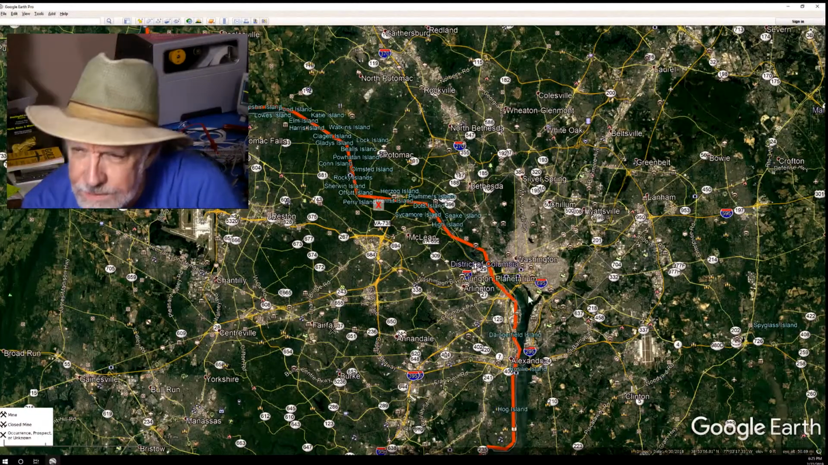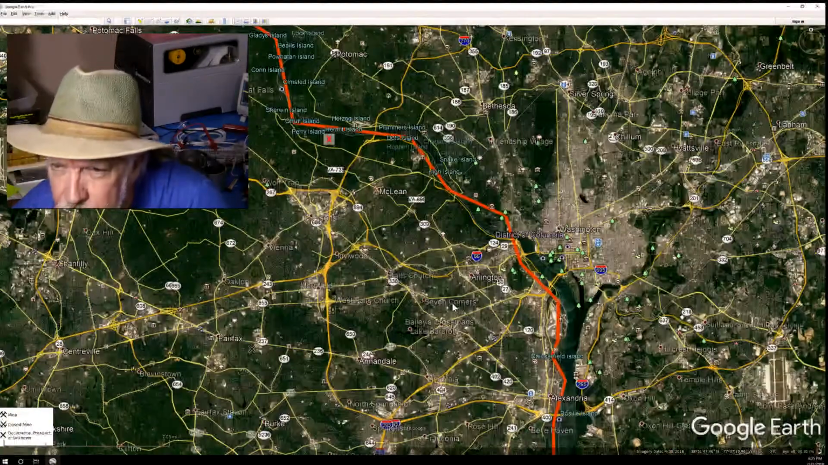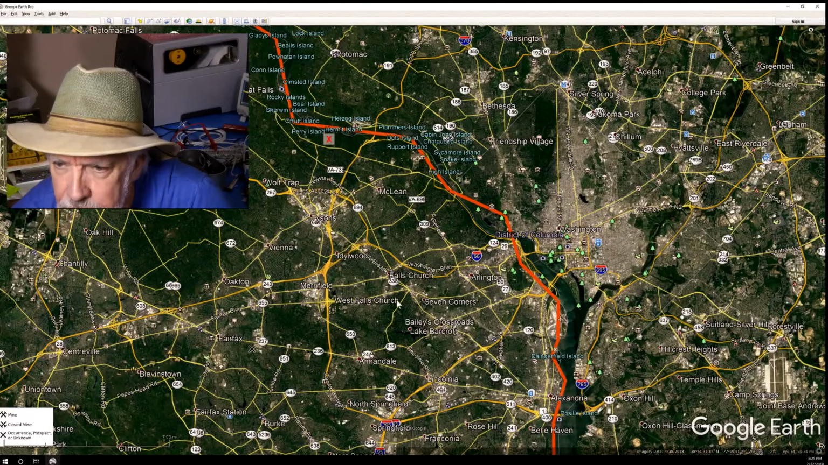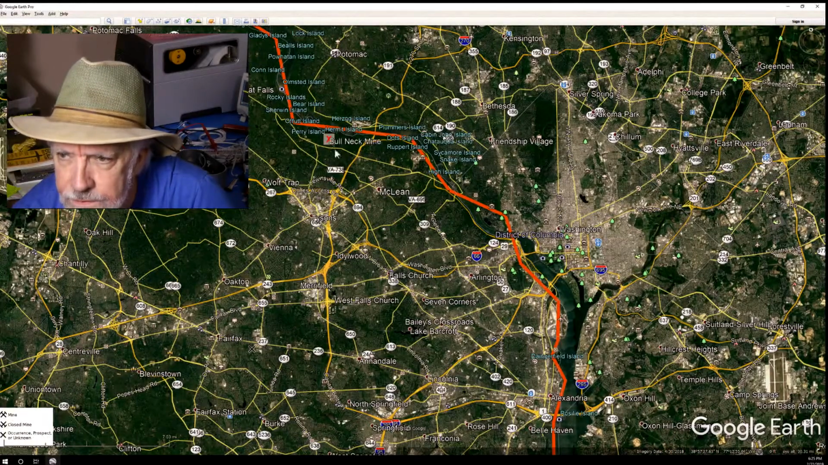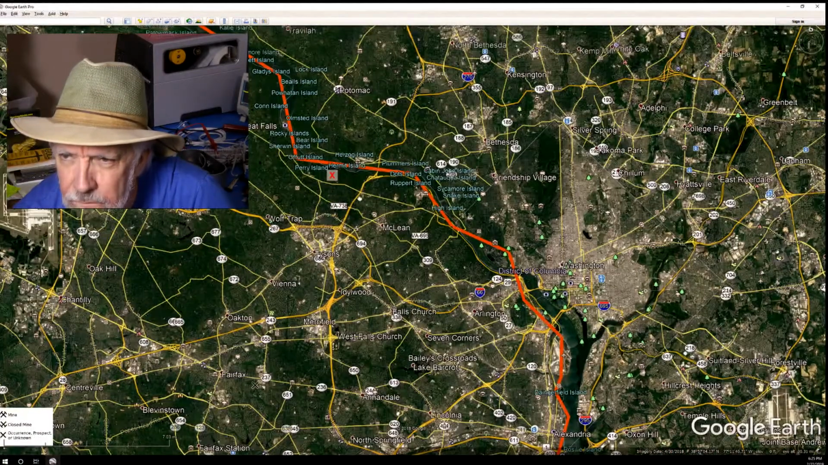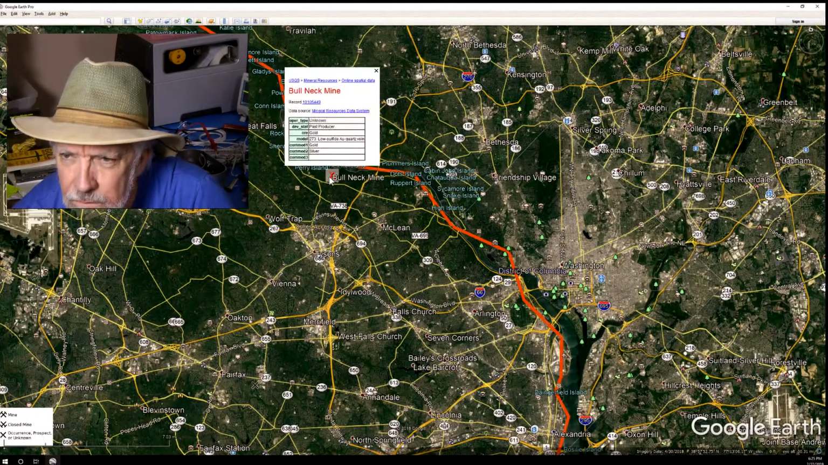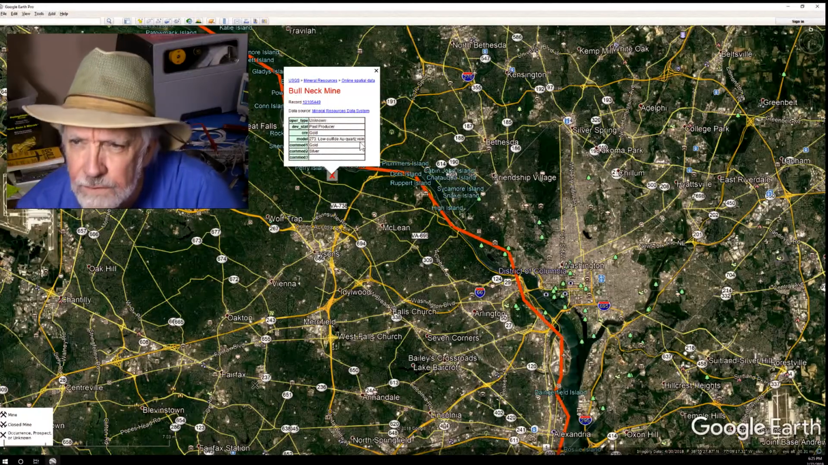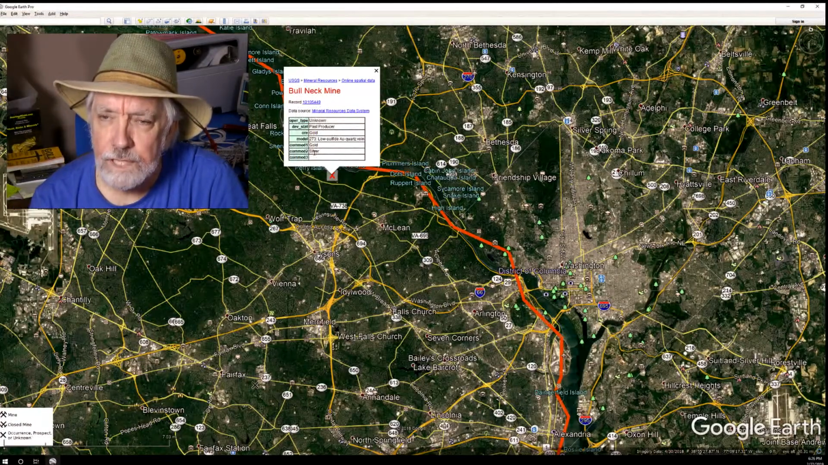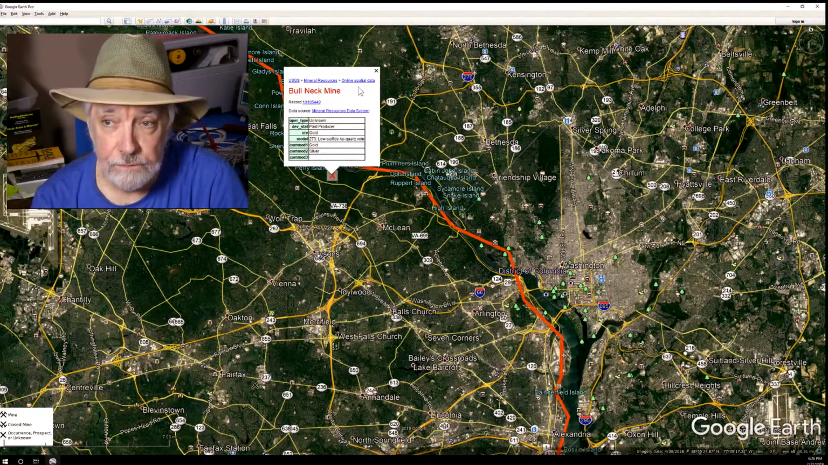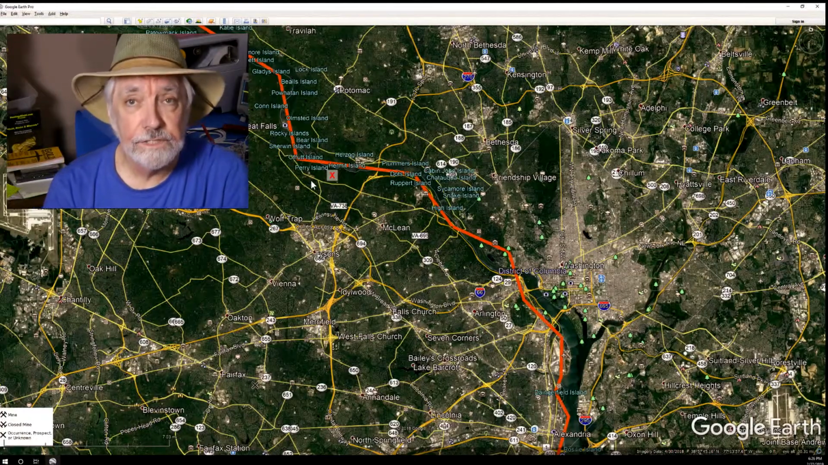Here's Washington, D.C. Let's see if we can find the closest prospect to Washington from the Maryland side. Bull Neck: low sulfide, quartz vein, gold and silver. Here we've got some silver in this one. So that's it for tonight.